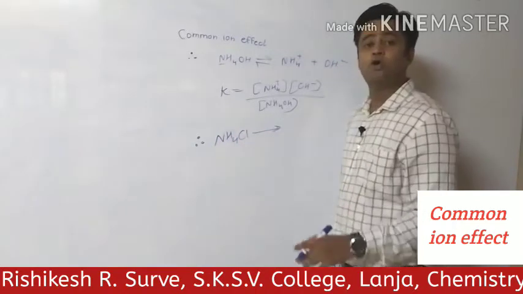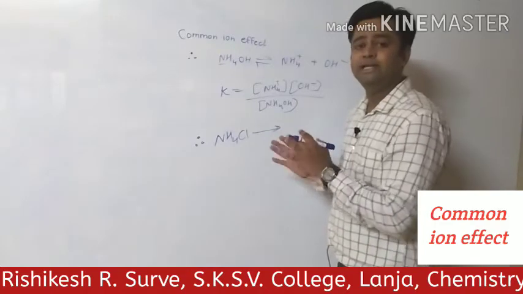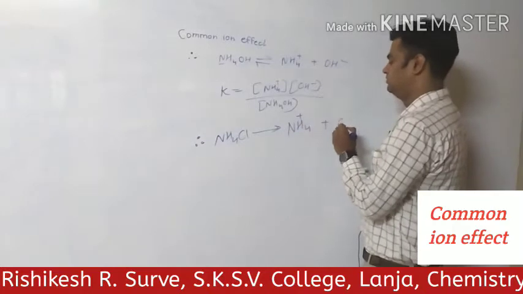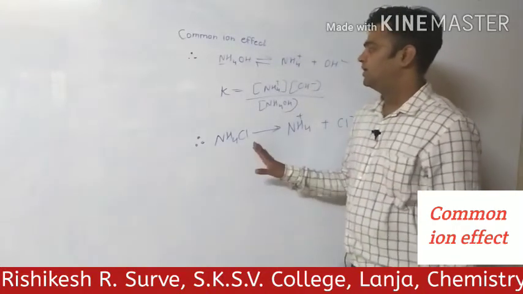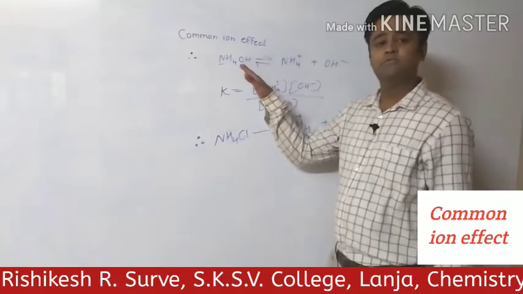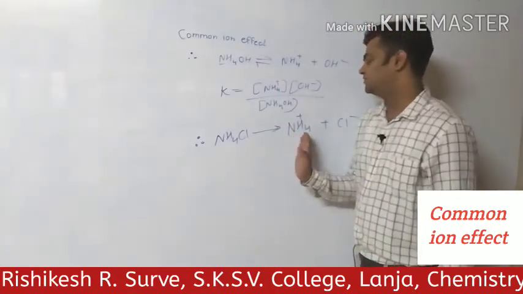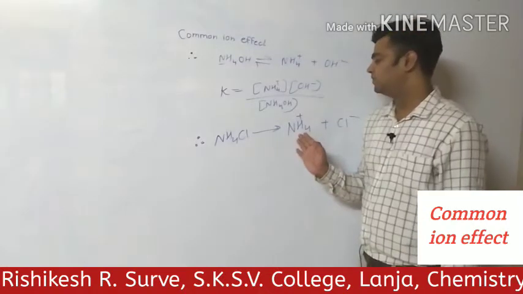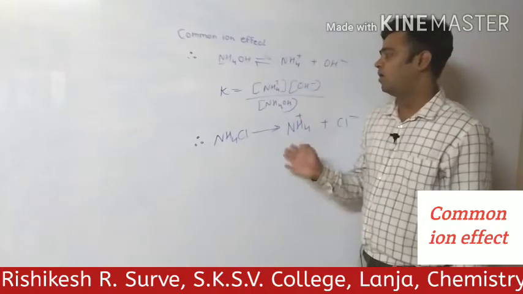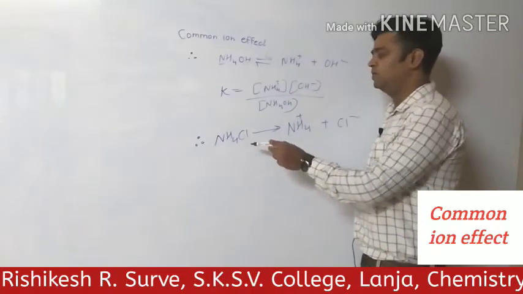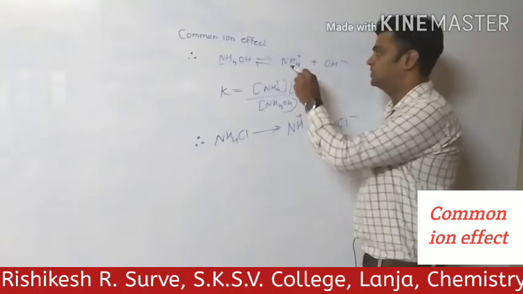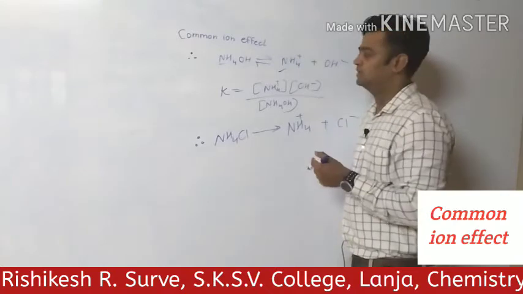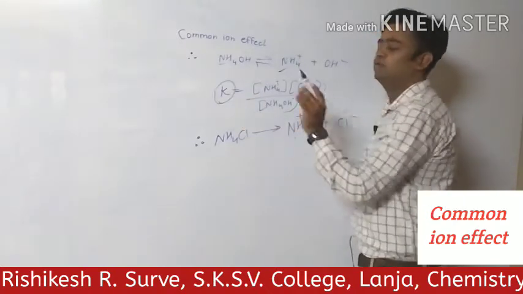Cl, which is a strong electrolyte, dissolves completely in water and will produce NH4 plus and Cl minus. On addition of NH4Cl to NH4OH, NH4 plus is a common ion. NH4 plus ion is the common ion, and due to the addition of NH4Cl, the concentration of NH4 plus is raised, and it will affect the K value.